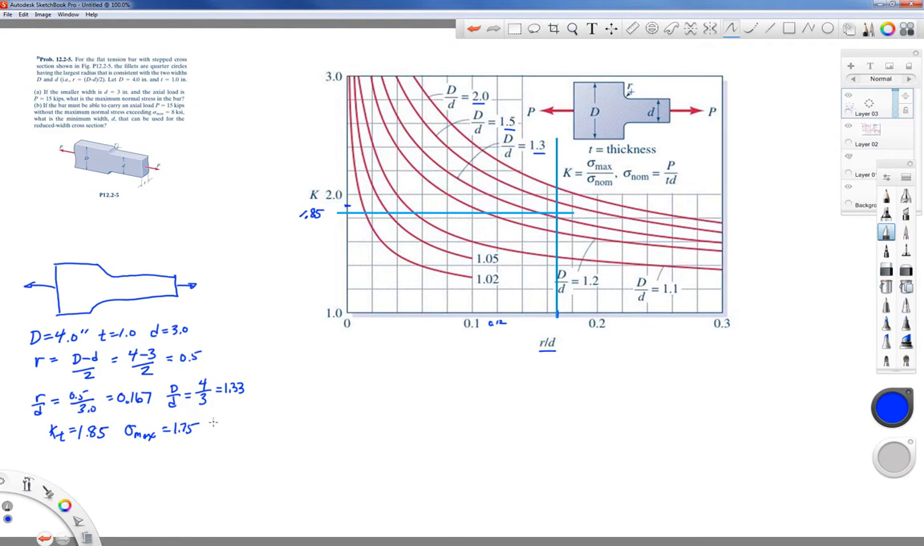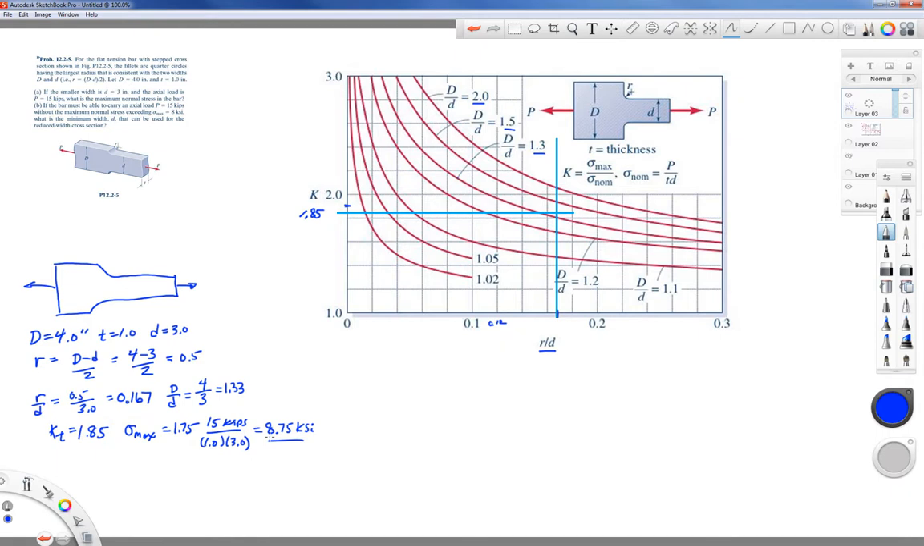times our nominal stress, which is the force they said was 15 kips, divided by little t times little d, 1.0 inch, and in this particular part of this problem, 3.0 inch for little d. So let's see what we get. 1.75 times 15 kips divided by 3 square inches, I get about 8.75 KSI. So that would be our answer for part A.